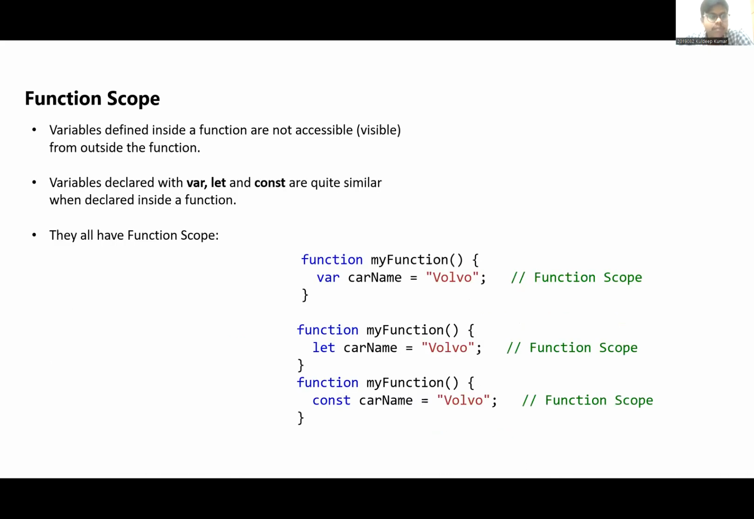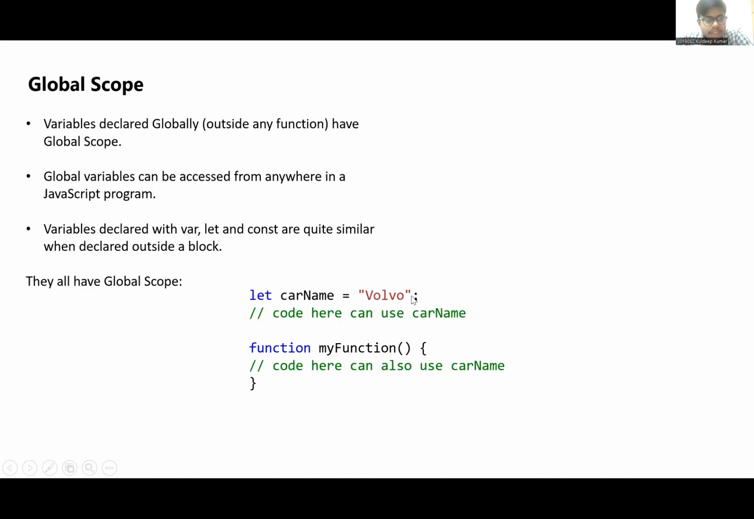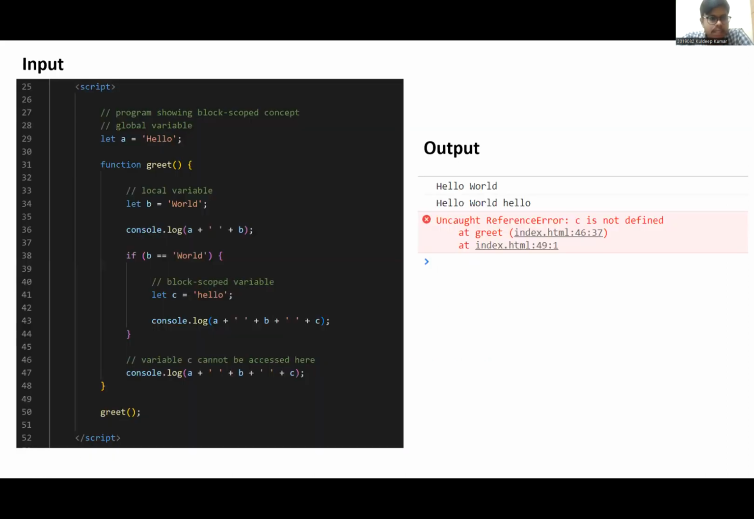This is function scope. Variables defined inside a function are not accessible from outside the function. Variables declared with var, let, and const are quite similar when declared inside a function. This is global scope. A variable declared outside any function has global scope, meaning it can be accessed anywhere on the page. So this is an example.